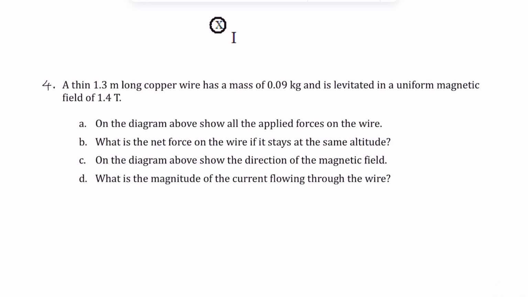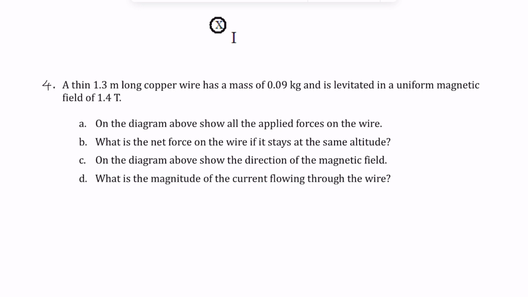Now we have got a thin 1.3 meters long copper wire that has a mass of 0.09 kg and is levitated in a uniform magnetic field of 1.4 Tesla. On the diagram above, show all the applied forces on the wire. What is the net force on the wire if it stays on the same altitude? On the diagram above, show the direction of magnetic field. What is the magnitude of current flowing through the wire?